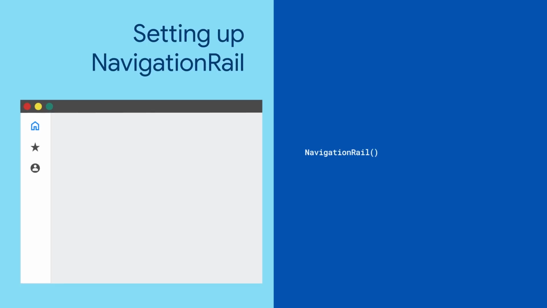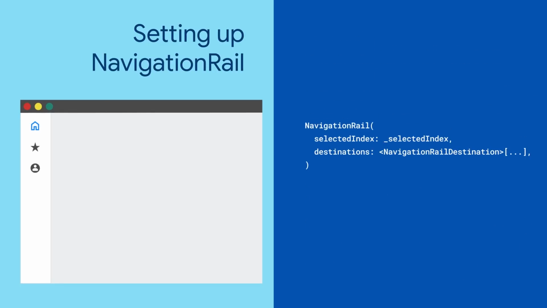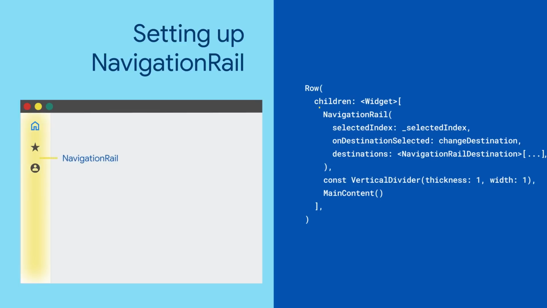To get the NavigationRail up and running, give it a list of NavigationRail destinations, a selected index, and an on-destination selected callback, which gets called each time a nav item is selected. From there, add the NavigationRail to your page, maybe in a row alongside the main content area of your app, and you're good to go.